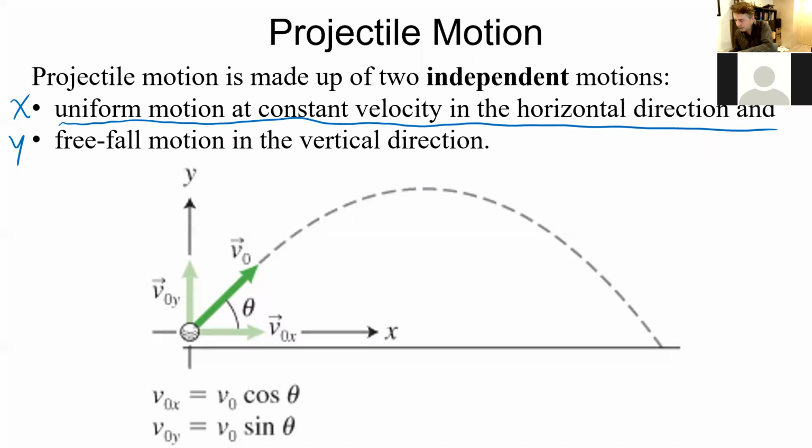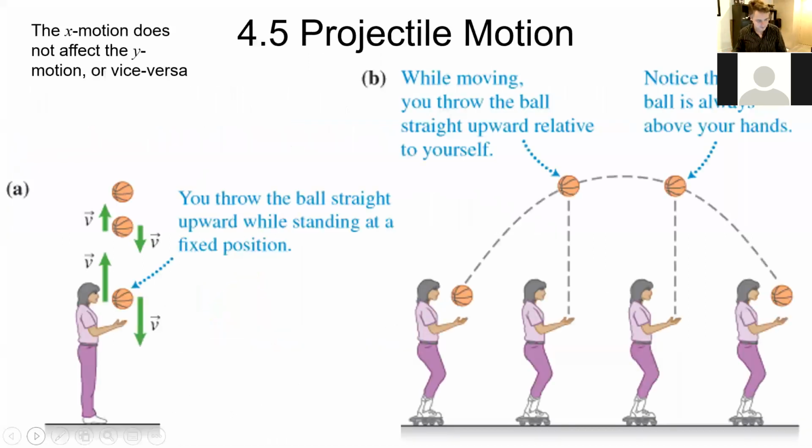So, another way of trying to convince you of that is to think about this. If you are standing perfectly still and you take a basketball or a bird or something, you throw it up and it goes down, you catch it again. And so you've got this y motion. If you are on roller skates and you are just cruising along at a constant velocity in the plus x direction, you can do the same thing.